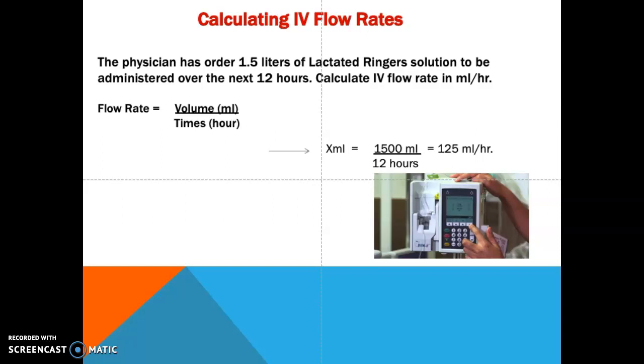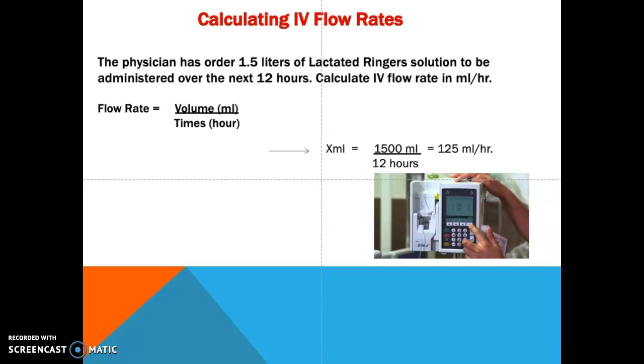Calculating IV flow rate. So we know the basic formula for calculating IV flow rate is volume in mLs divided by time, which is hours. So let's say a physician has ordered 1.5 liters of lactated Ringer solution to be administered over the next 12 hours. Calculate IV flow rate in mLs per hour.